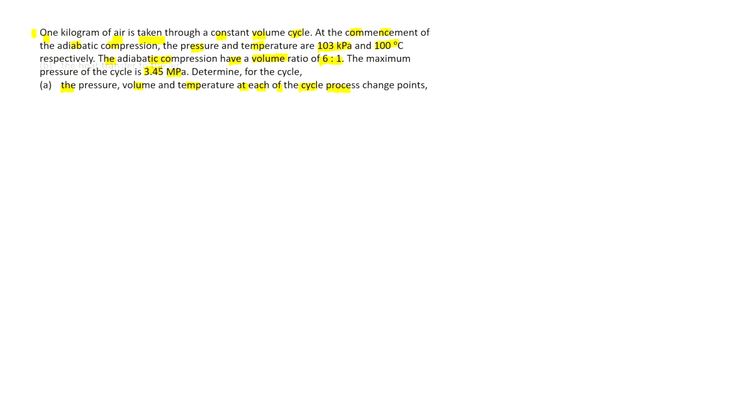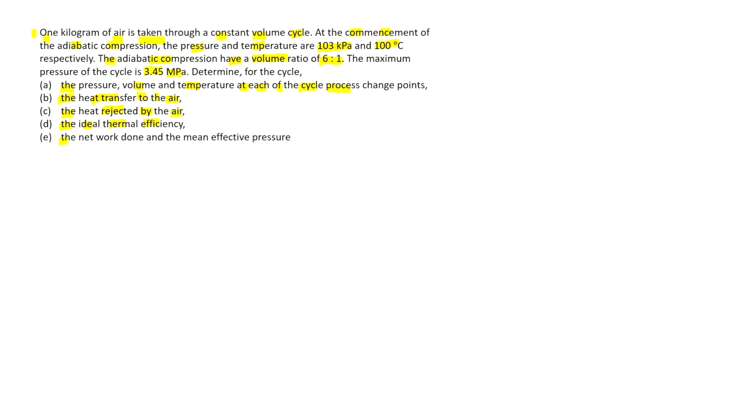Part B, the heat transfer to the air. Then part C, the heat rejected by the air. Part D, the ideal thermal efficiency. Part E, you have to find the net work done, or the network output, and the mean effective pressure.